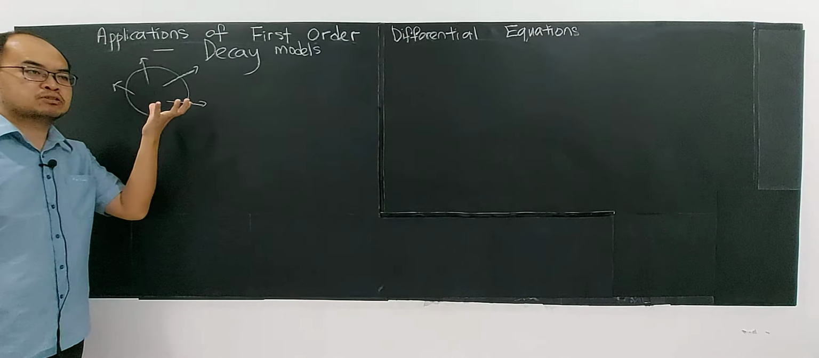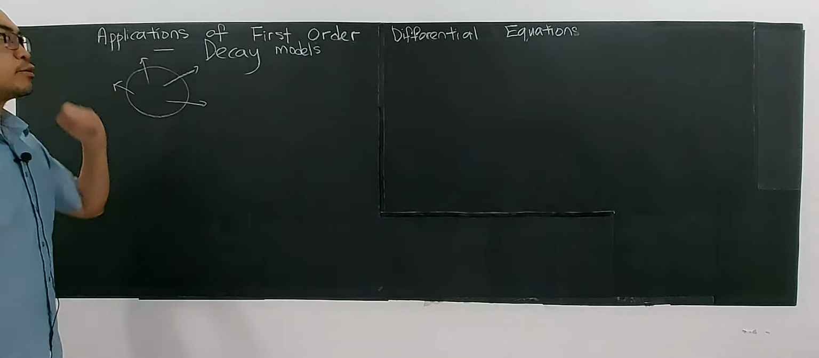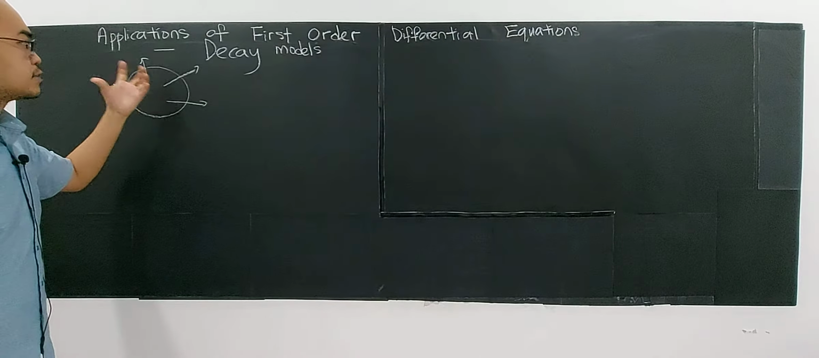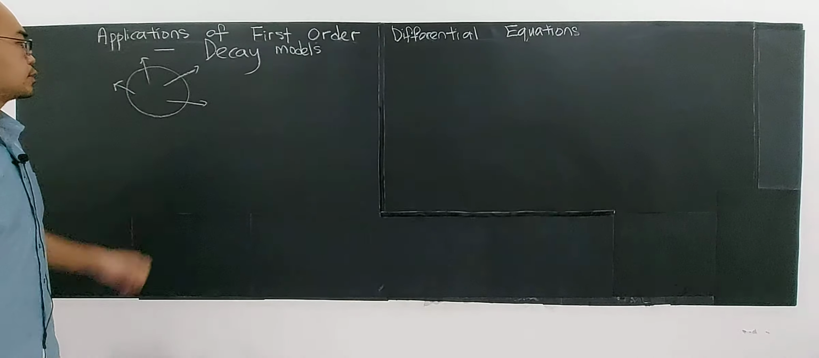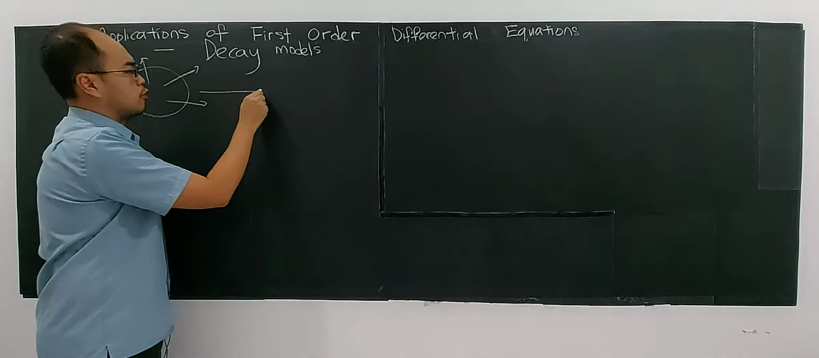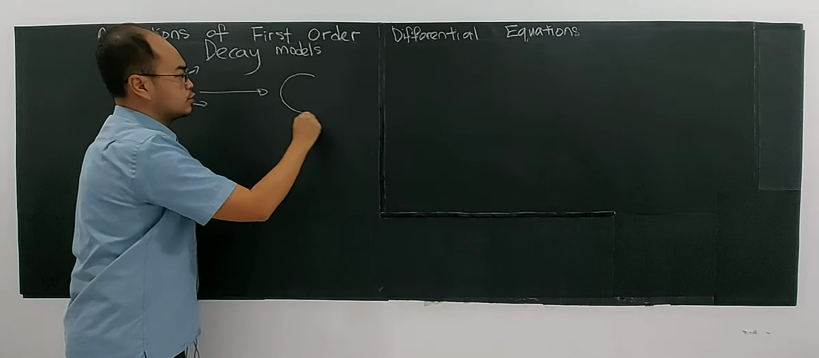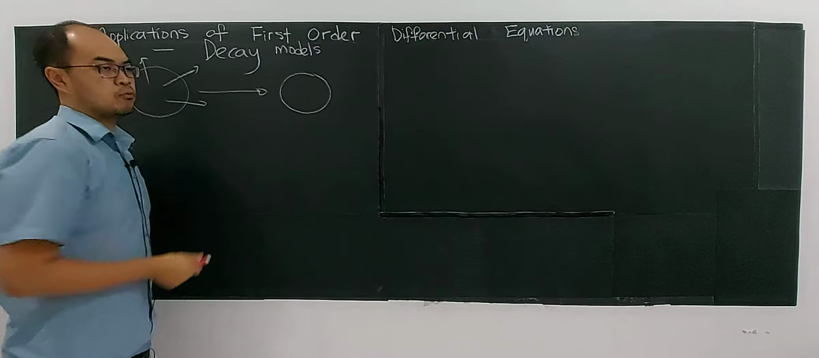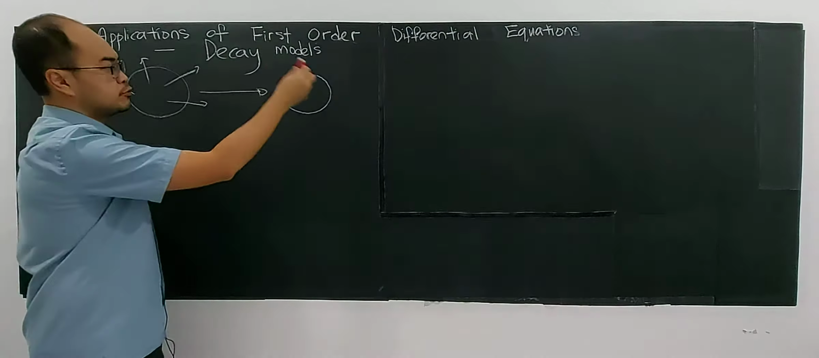Because they're very explosive. Because why? Because it's very radioactive. The decay is very fast, the rate of decay is very fast. So it means that after some time, maybe for 1 million years, it will still be radioactive.